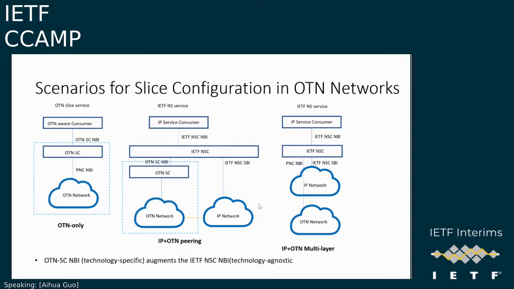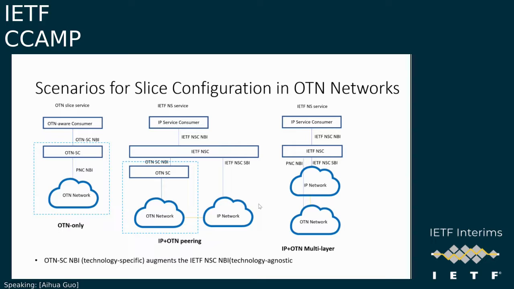But on the other side, if we see the option in the middle, where an IP and OTN could be peer-to-peer mapped under the IETF network slice controller, in which case the IETF network slice controller could delegate the part of the end-to-end slice within the OTN domain to the OTN network slice controller, right? And then it could form really an IETF network slice and give it to its customer on the top, right? In both of the cases in the middle and the right, the interface to the outside customer is always the IETF network slice MBI, which is technology agnostic.